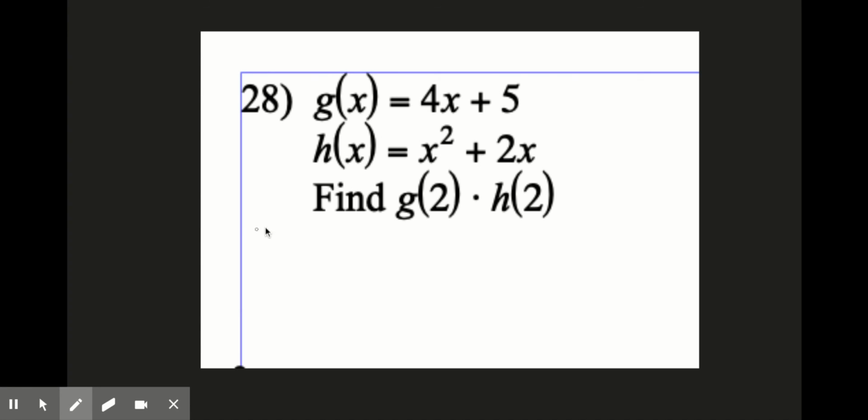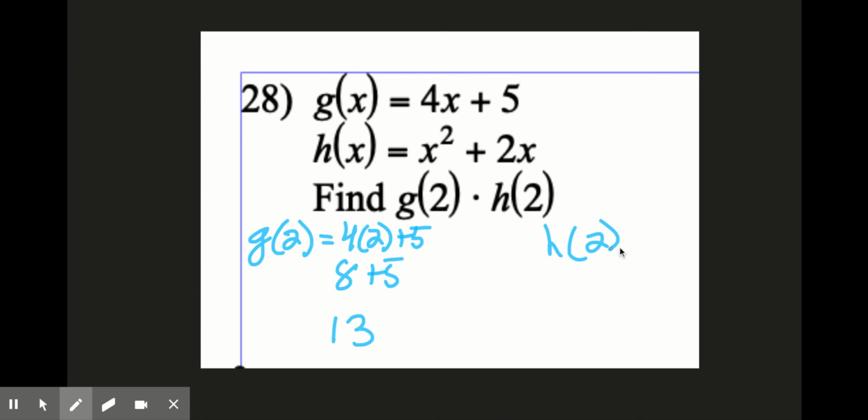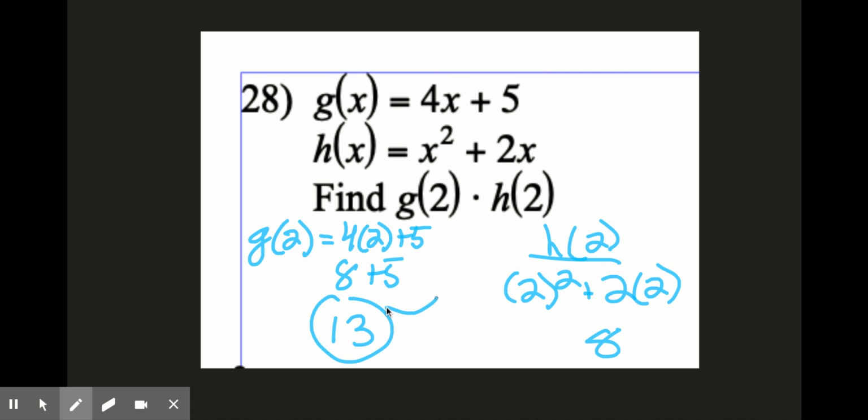I'll just figure out, what is g of 2? It's going to be 4 times 2 plus 5. That's 8 plus 5. It's 13. Okay. What is h of 2? It's going to be 2 squared plus 2 times 2. So that's 4 plus 4. So 8. So when I do g of 2, I can replace that with 13. I can replace h of 2 with 8. 104? Did I just do my math right?